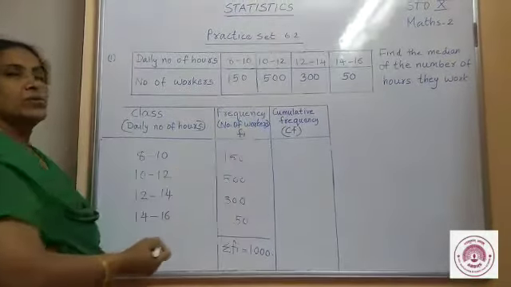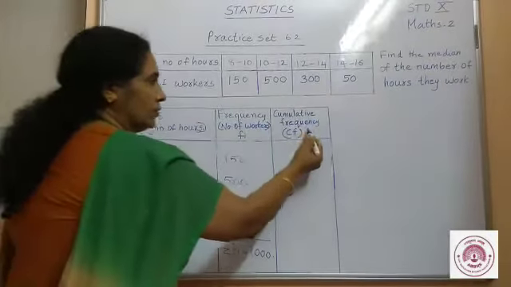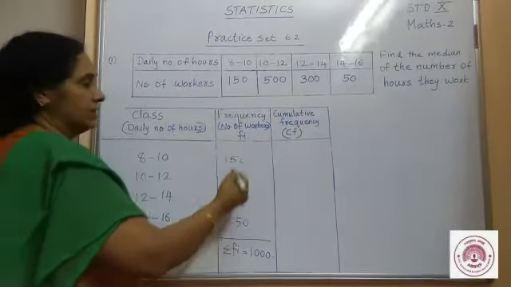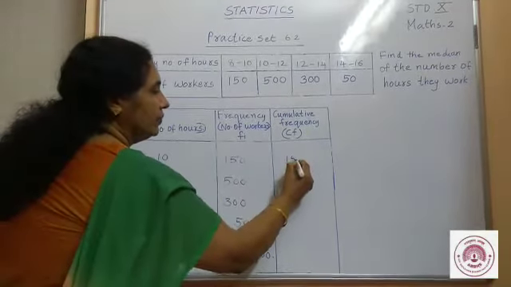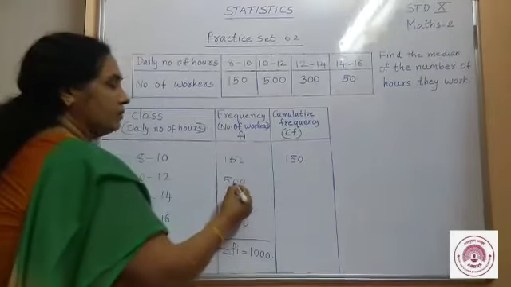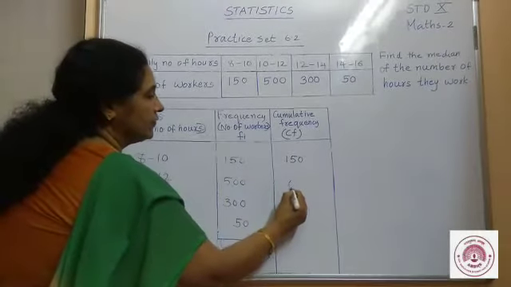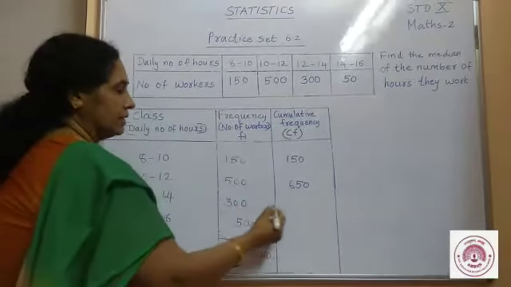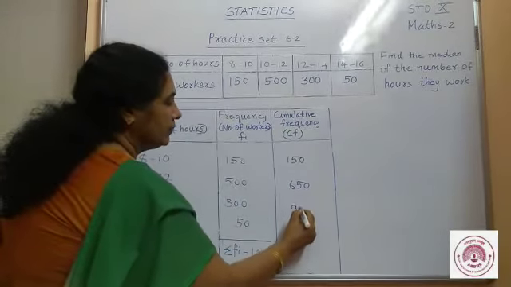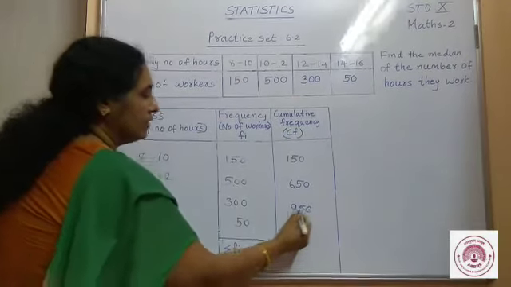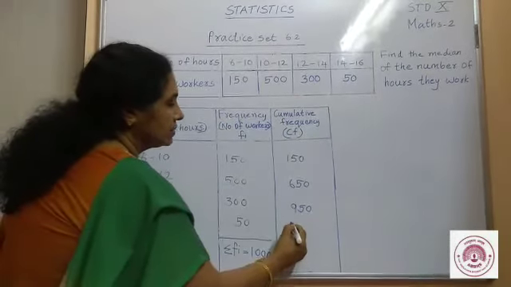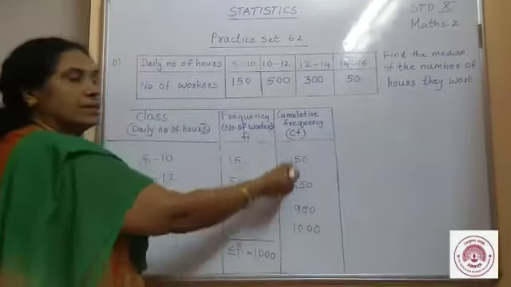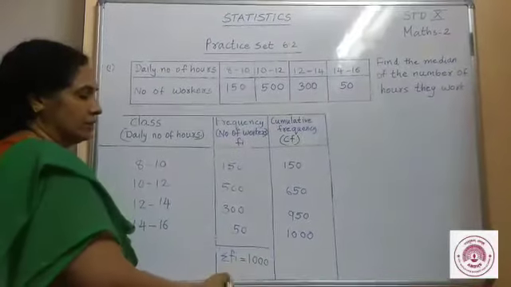Now the next column is cumulative frequency. Cumulative frequency means we have to add the frequencies: first is 150 only, then 150 plus 500, that is 650, then 650 plus 300, 950, then 950 plus 50, that is 1000. So this is the cumulative frequency table, that is, the less than cumulative frequency table.